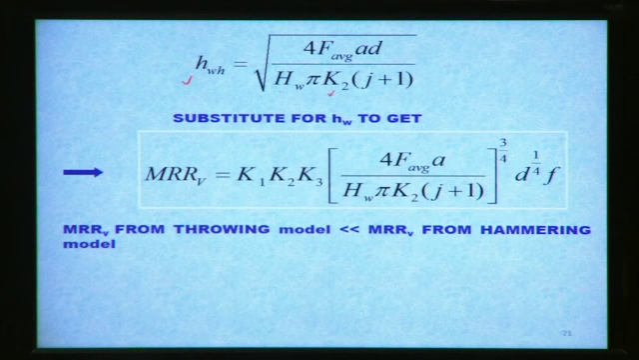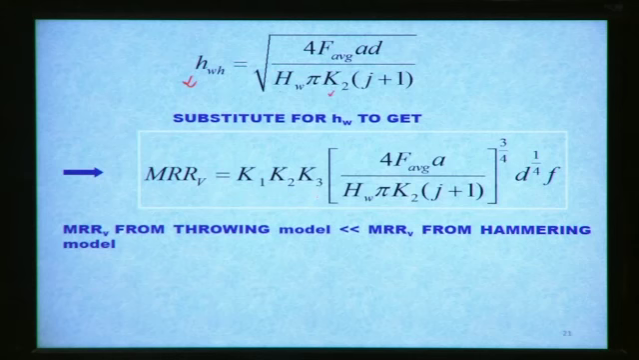Okay, so now if we substitute this value of indentation into equation 1 for calculating material removal rate, we will get the final equation in this form: K1 K2 K3 for this third bracket, 4 F average into A by the hardness of the workpiece material, K2 into pi into J plus 1, whole to the power 3 by 4, and D to the power 1 by 4 into F. F is the frequency of vibration, D is the diameter of this abrasive grit here. Everything else we know here.